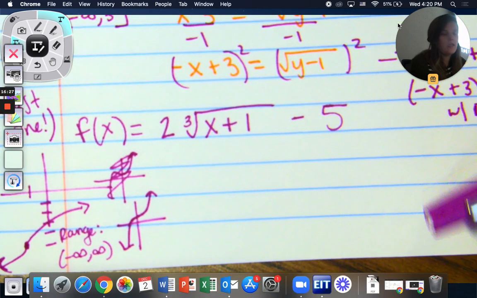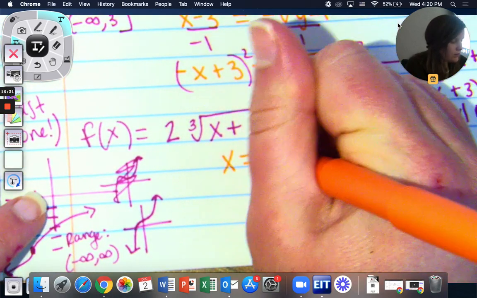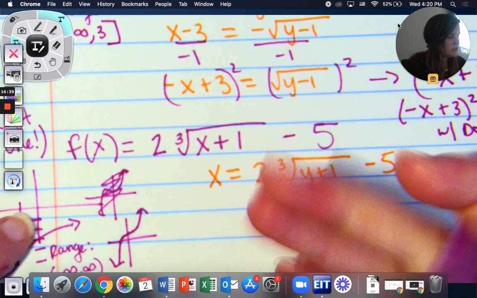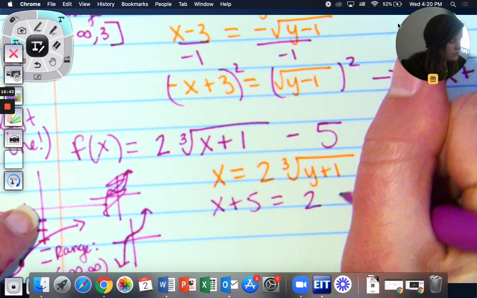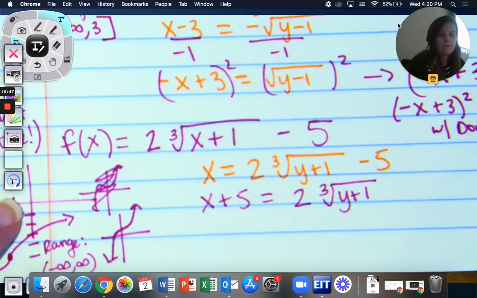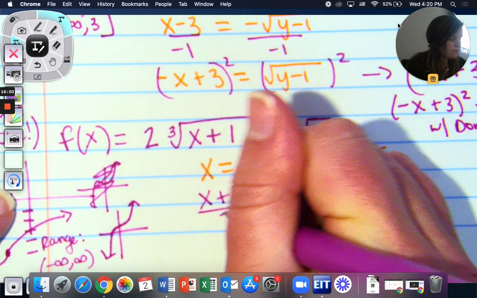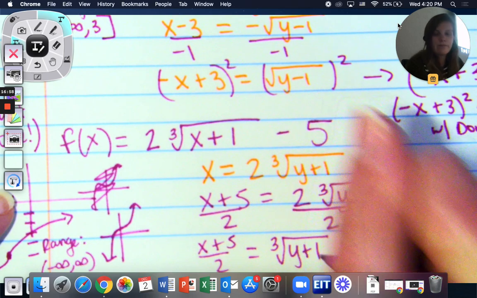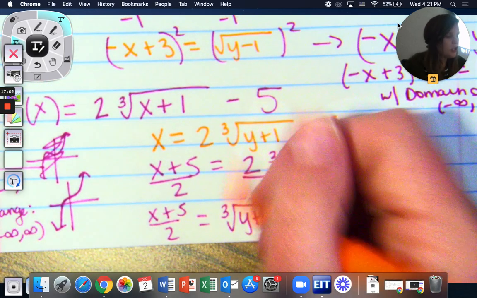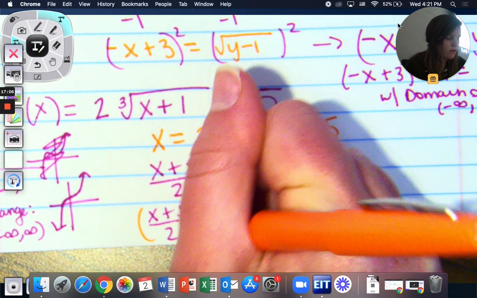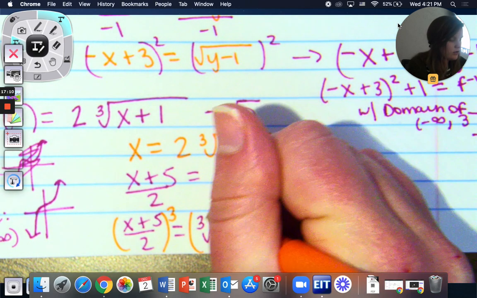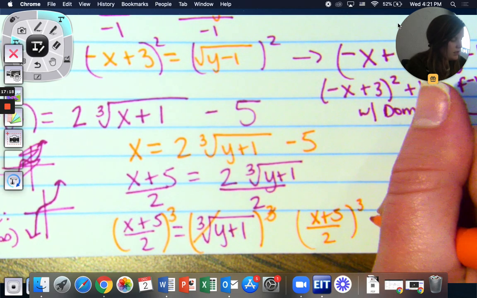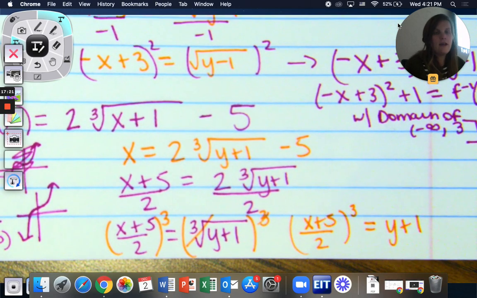You can just find the equation. So we'll do x equals 2 times the cubed root of y plus 1, minus 5, but you treat it the same way. Okay, so we'll add 5 to both sides. So x plus 5 equals 2 times the cubed root of y plus 1. 2 times, so to get rid of it, we divide. So x plus 5 over 2 equals the cubed root of y plus 1. To get rid of a cubed root, you cube, or you raise it to the third power like a cubic function. So cube and cube root cancel. So we're left with x plus 5 over 2, cubed, equals y plus 1. And then your last step would be to subtract 1.